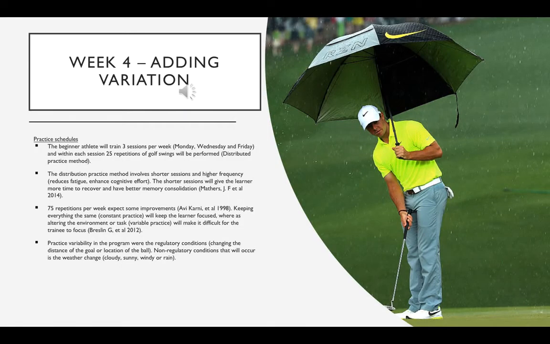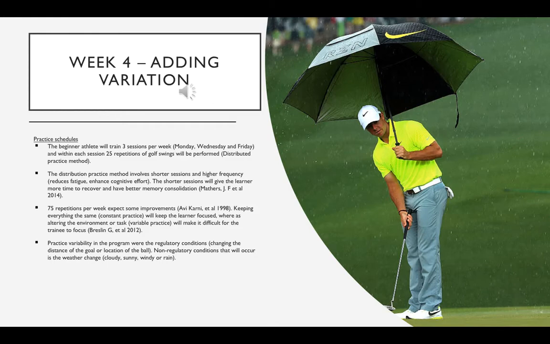The beginner athlete will train 3 days per week, and within each day they will perform 25 repetitions. The distributed practice method involves shorter sessions and higher frequency. This will allow the learner to have more time to recover and have better memory consolidation. 75 repetitions per week will be enough to see some improvements.